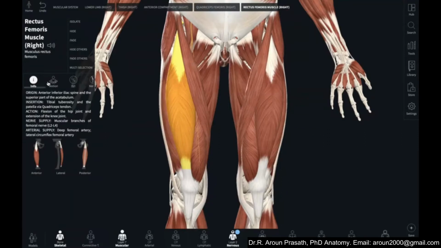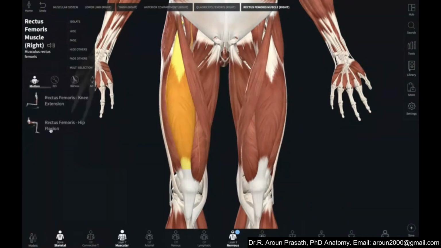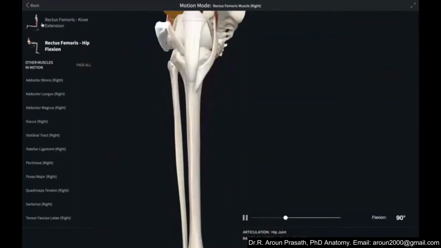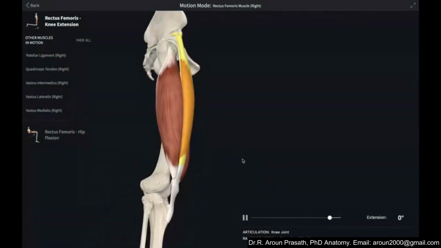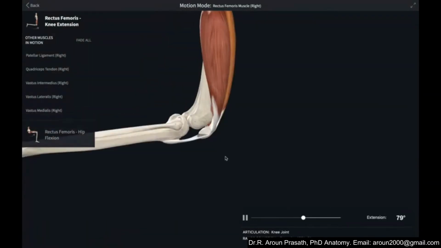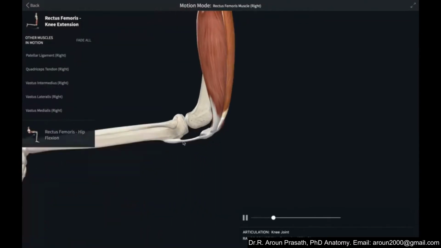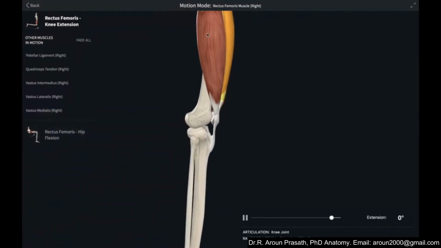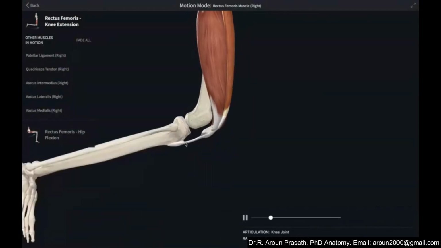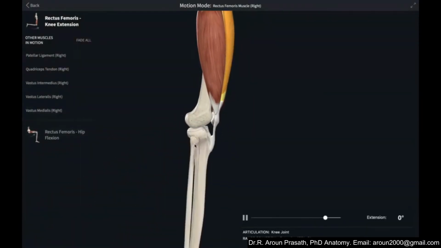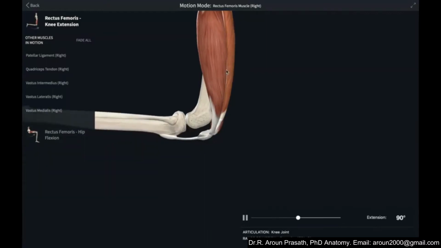Okay, now when you see this, this function is the extension of the knee. So when the knee extends, the quadriceps in the anterior aspect of the thigh contracts, and it is pulling this tibia so that the knee will extend.